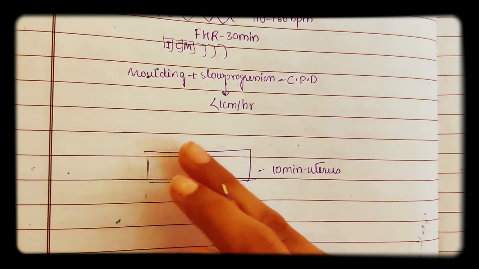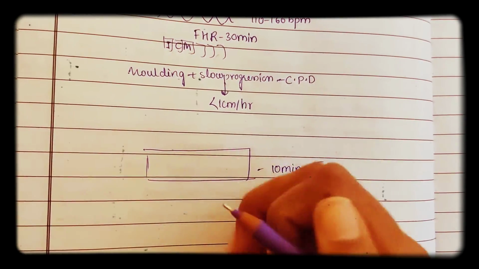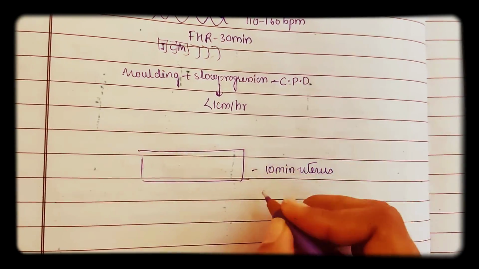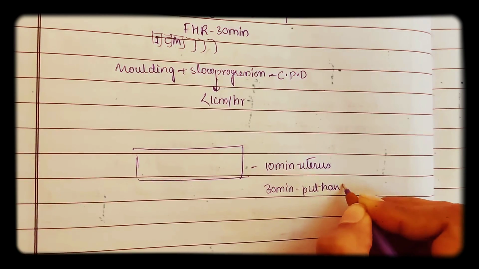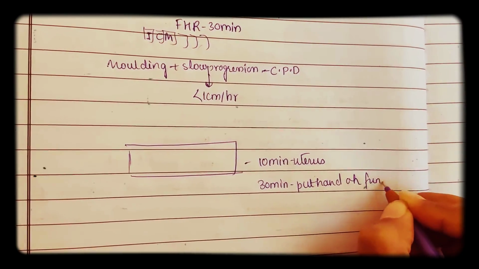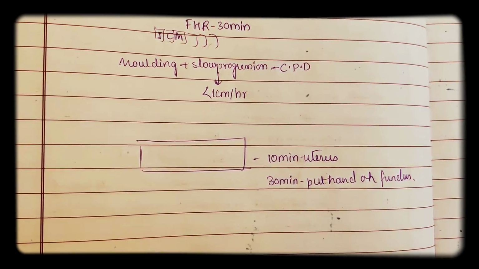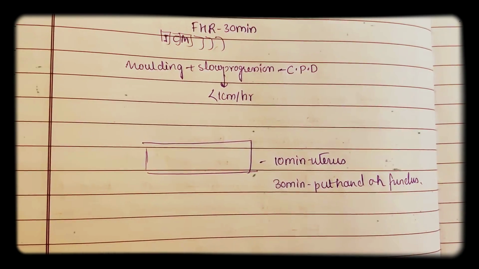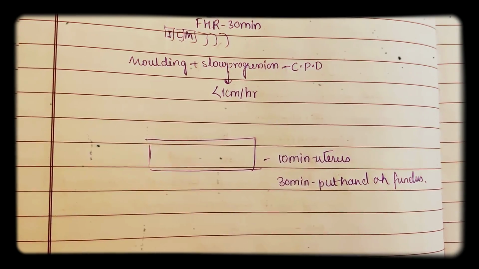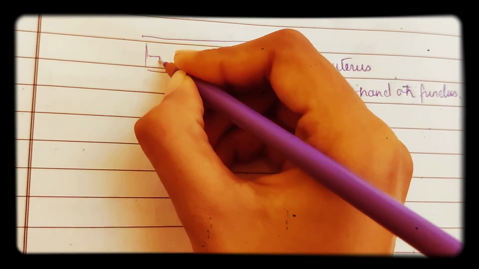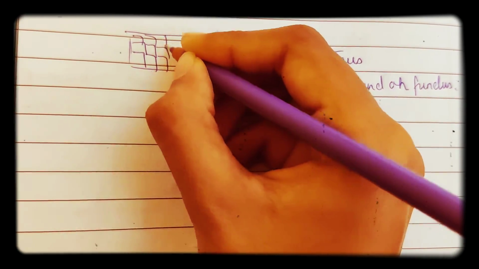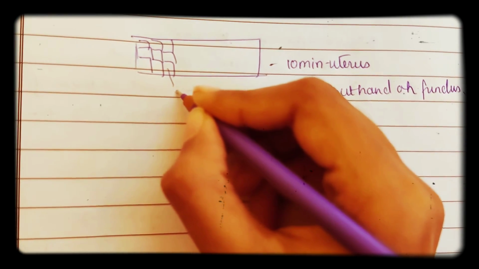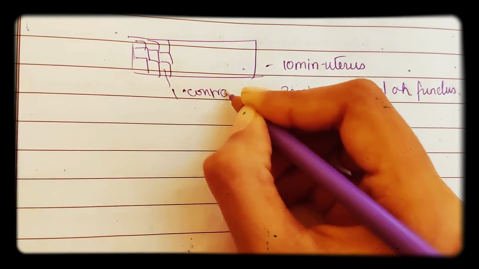Counting of contractions is done by placing the hand on the fundus of the uterus of the mother for 10 minutes, every 30 minutes. So every 30 minutes, you put your hand on the fundus and find out. Each square represents one contraction. Here there will be squares like this, and each square represents one contraction in the uterus.